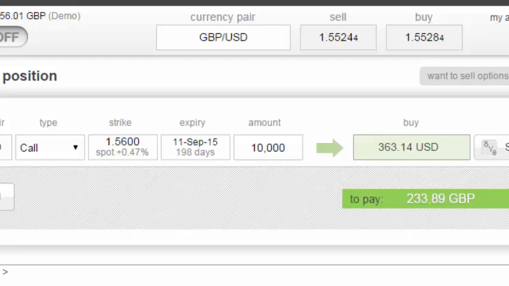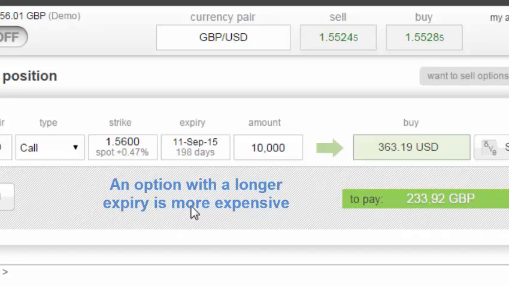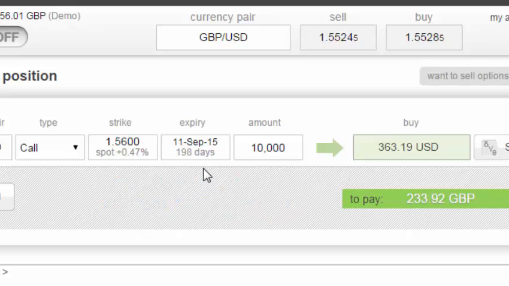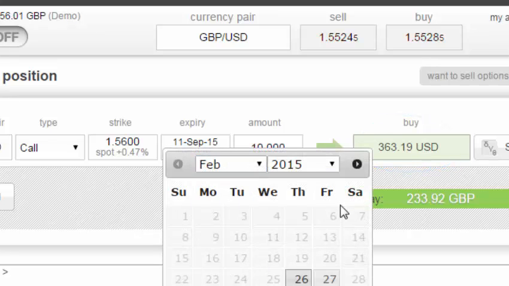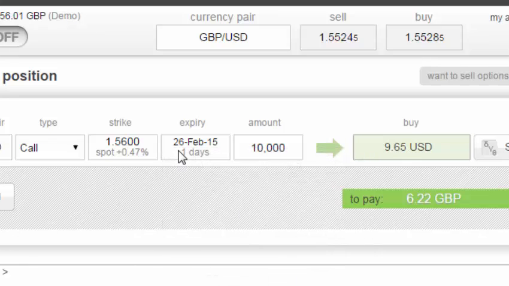So how does expiry affect the cost to buy an option? An option with a longer expiry is more expensive. You can see here that the expiry of 198 days for the 11th of September would cost me $363 US. Yet if I change the expiry to just 1 day, the cost of the option has been reduced to just $9. This makes sense because the more time you have until expiry, the higher the chance that the market will move in your favor. This could be described as buying more time.